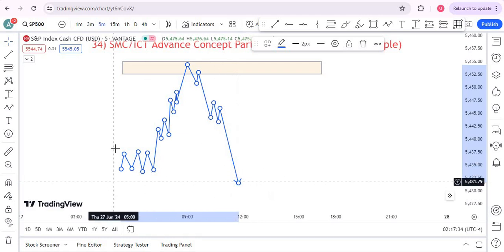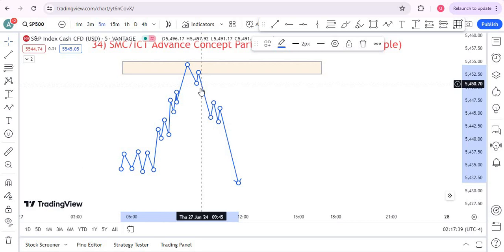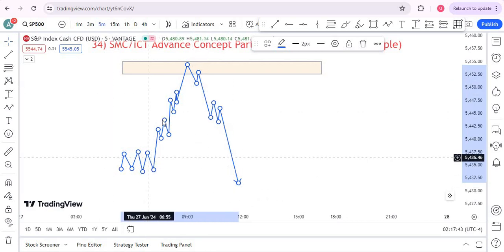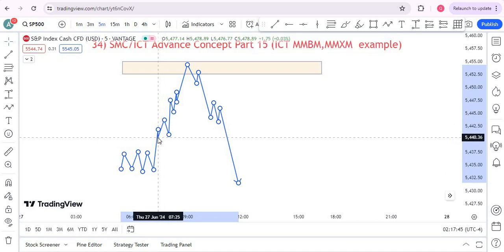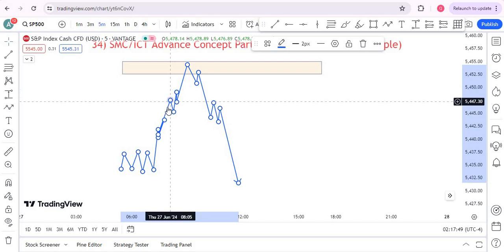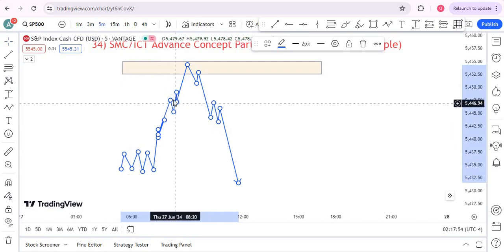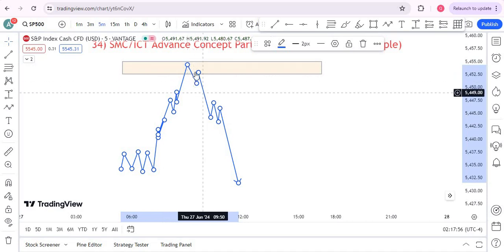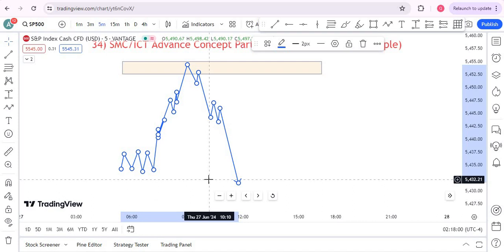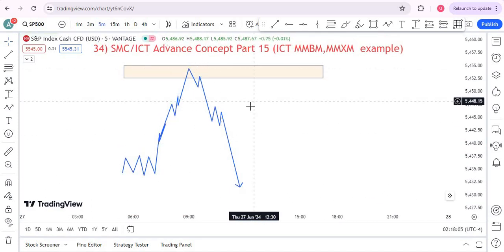Okay, so: consolidation, accumulation, reaccumulation, smart money reversal, distribution, redistribution, liquidity. Sorry, original consolidation, one accumulation, and then smart money reversal, one distribution, and then the liquidity. This can also be a valid ICT market maker sell model.